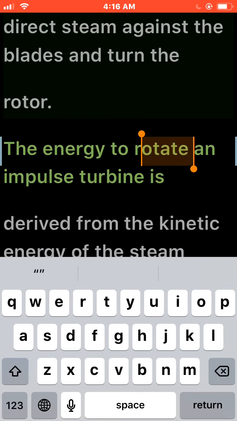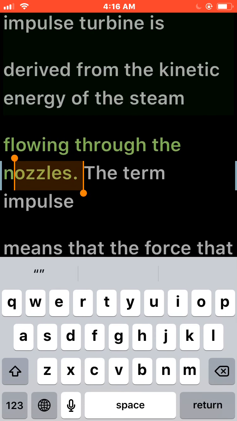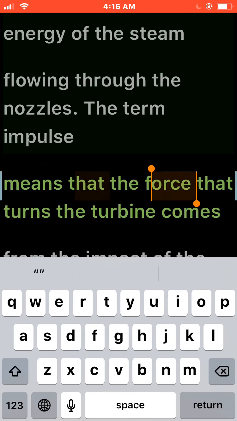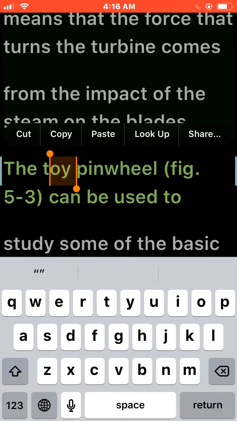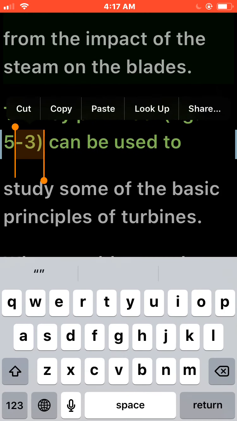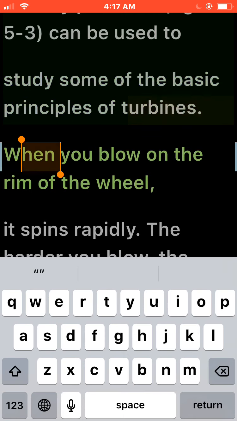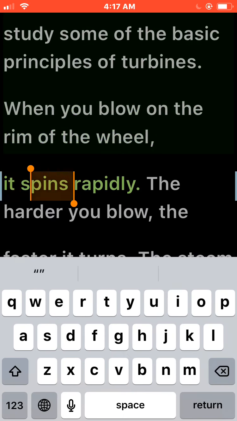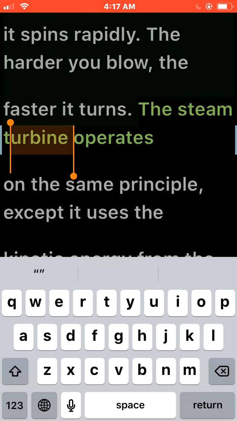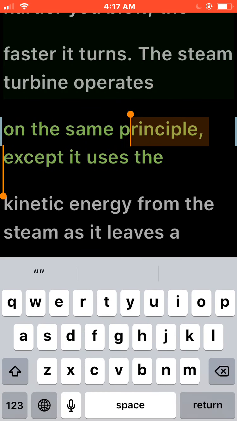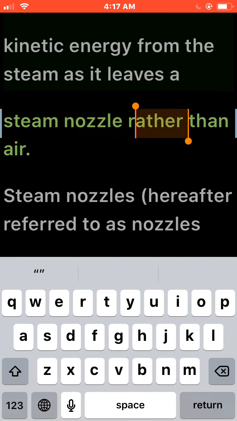The energy to rotate an impulse turbine is derived from the kinetic energy of the steam flowing through the nozzles. The term impulse means that the force that turns the turbine comes from the impact of the steam on the blades. The toy pinwheel, figure 5-3, can be used to study some of the basic principles of turbines. When you blow on the rim of the wheel, it spins rapidly. The harder you blow, the faster it turns. The steam turbine operates on the same principle, except it uses the kinetic energy from the steam as it leaves a steam nozzle rather than air.